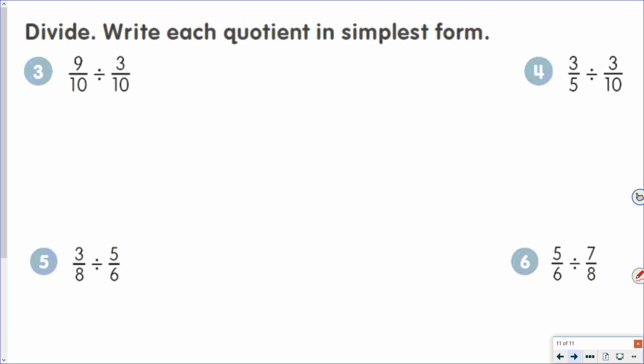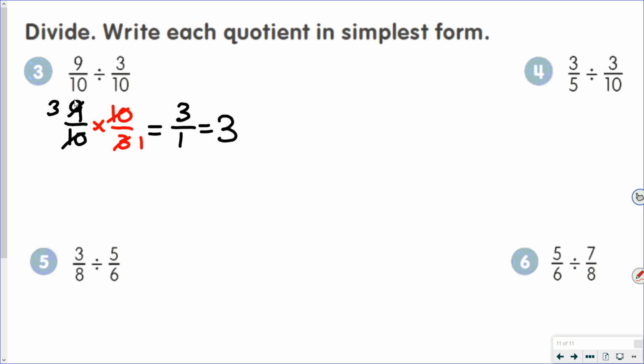And our final examples for today, we have 9/10 divided by 3/10. Keep, times, turn. 10's cancel out. 3 becomes 1. 9 becomes 3 because we divide both of those by 3. We get 3 over 1, which is 3.